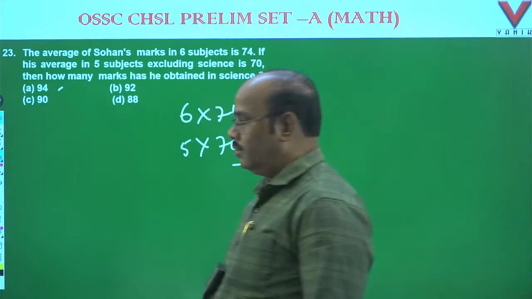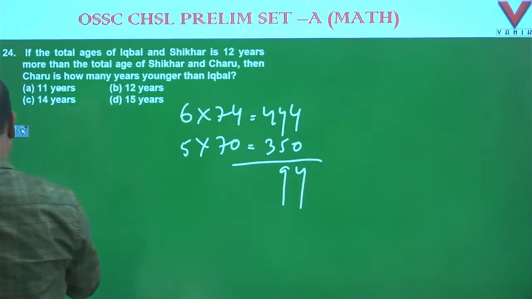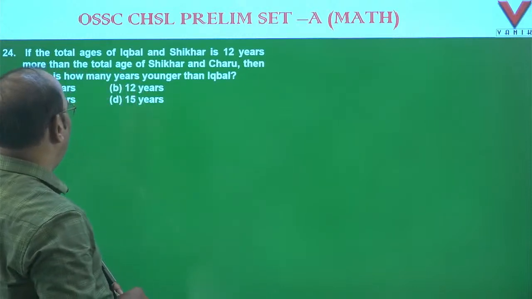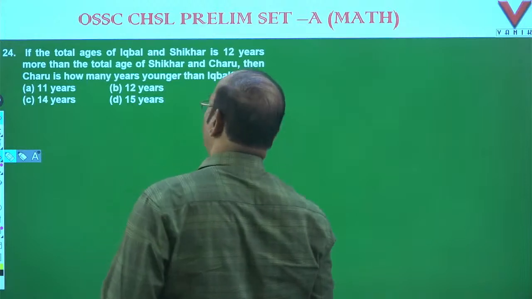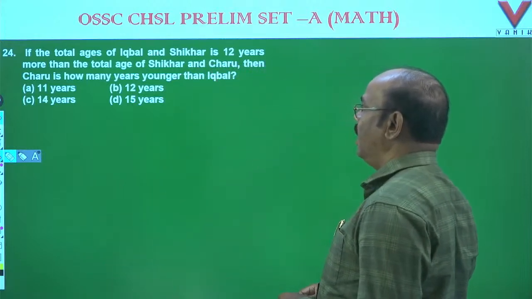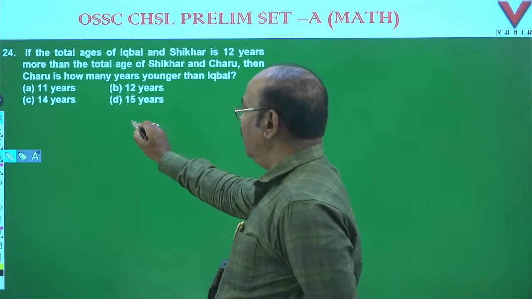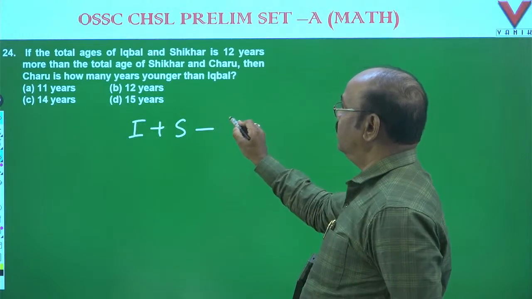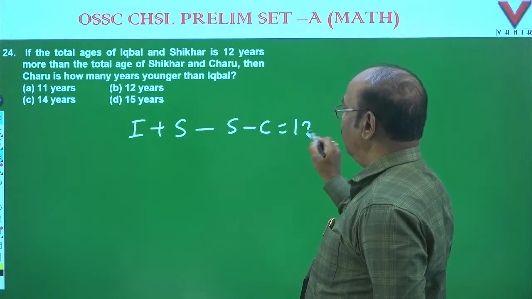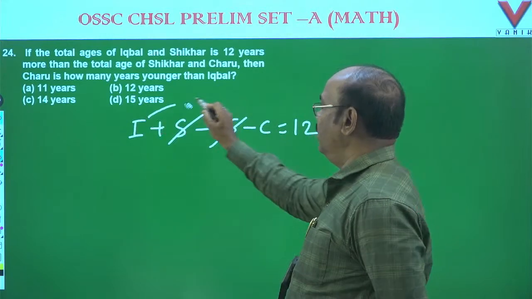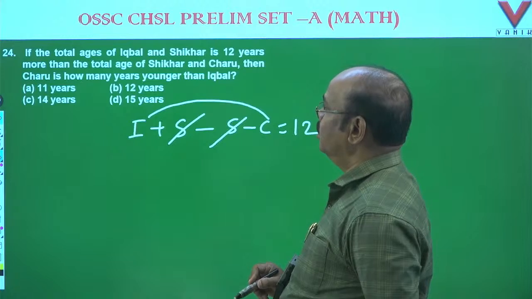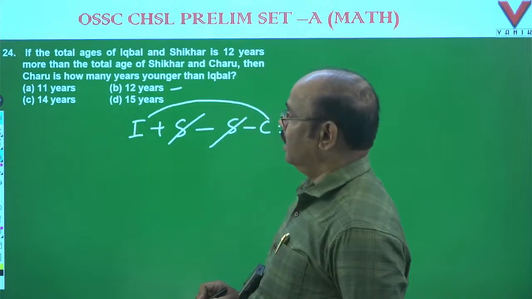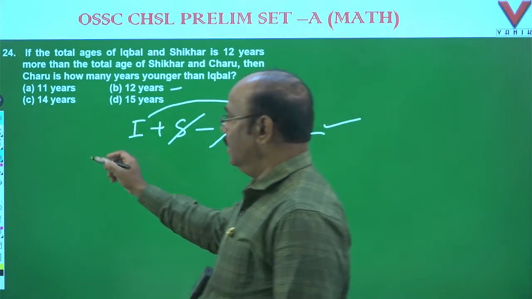Next question 24. The question goes: if the total age of Iqbal and Shikhar is 12 years more than the total age of Shikhar and Charu, then Iqbal and Shikhar are 12 years more than Shikhar and Charu. Shikhar cancels, so the difference between Iqbal and Charu would be 12 years. Then Charu is how many years younger than Iqbal? The answer is 12 years. The option is second, option B, is the answer.